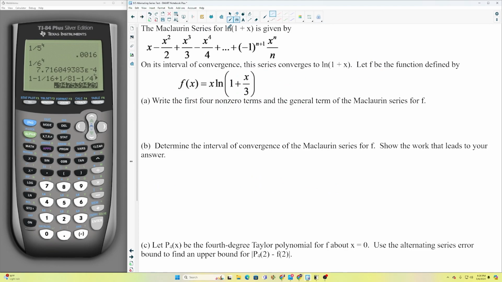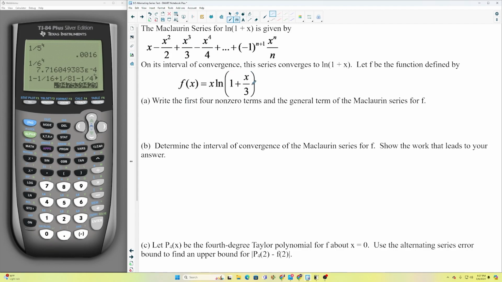The Maclaurin series for the natural log of 1 plus x is given by this. On its interval of convergence, this series converges to natural log of 1 plus x. Let f be the function defined by this. Write the first 4 non-zero terms and the general term of the Maclaurin series for f.